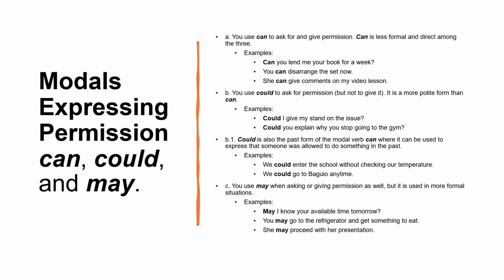Another one is the word could. You use could to ask for permission but not to give it. It's a more polite form than can. For example: could I give my stand on the issue? Could you explain why you stopped going to the gym? Also, could is the past form of the modal verb can, where it can be used to express that someone was allowed to do something in the past. For example, we could enter the school without checking our temperature. And we could go to Baguio anytime.